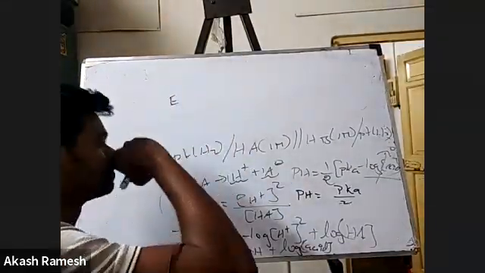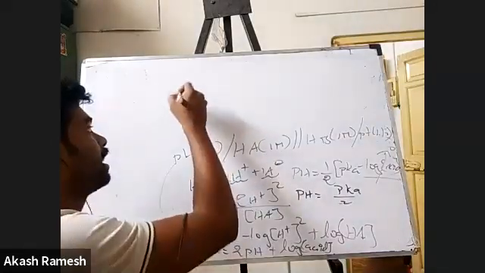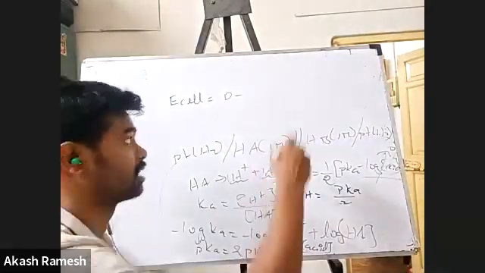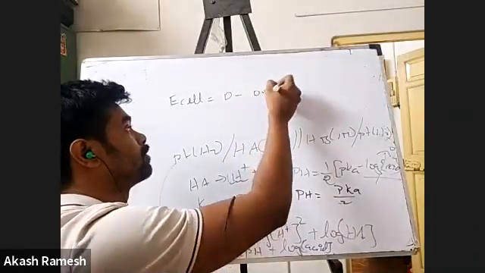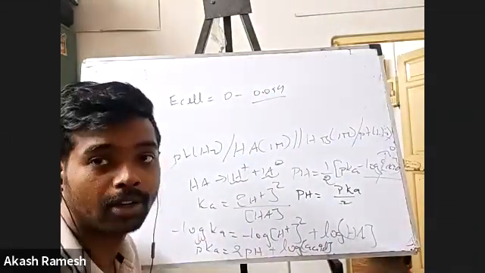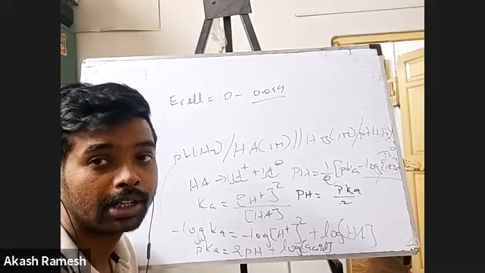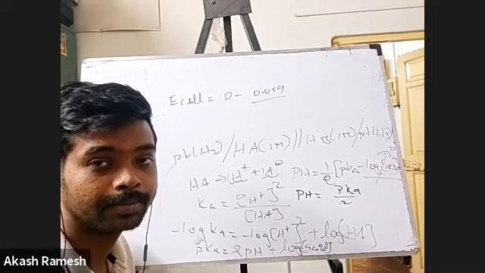So I have E cell is equal to E naught, which is 0, we just discussed. So it will be 0.059 divided by what is the number of electrons? Number of electrons, n value, what?